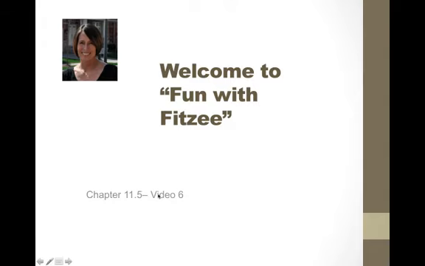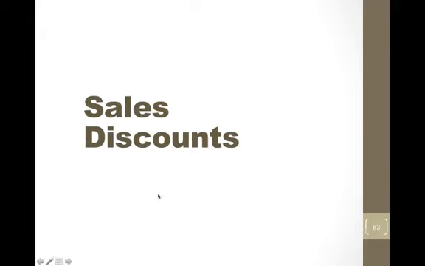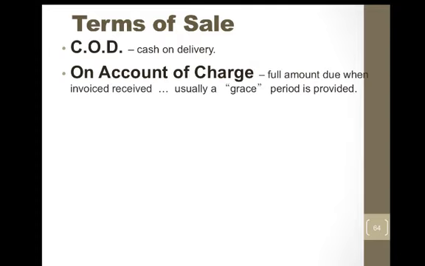This is 11.5 video 6 and the topic is going to be sales discounts. Okay, so we've looked at invoices in the past and we've talked about the terms, and I told you that I was going to get back and talk to you about what the terms meant. When you see something like COD in the terms section of an invoice, that means cash on delivery. So when the customer gets the goods, they are required to pay at that moment.